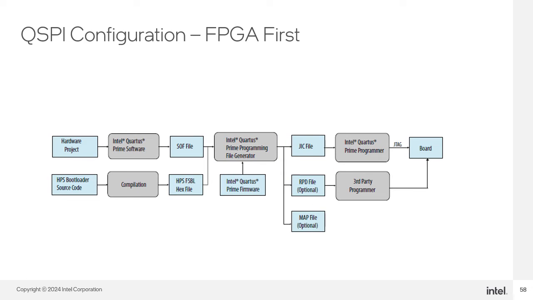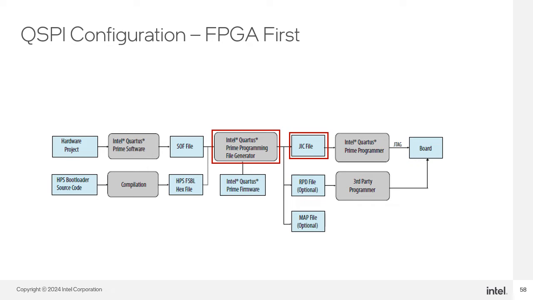With QSPI configuration, when the FPGA logic is configured first. Compile the hardware project with Quartus Prime to obtain the SOF file. Compile the HPS FSBL source code to obtain the HPS FSBL hex file, or use a precompiled one. Use programming file generator to create the following files. JTAG indirect configuration file. This contains a configuration bitstream to be written to flash and SDM helper image used by the Quartus Prime programmer to write the bitstream to flash.